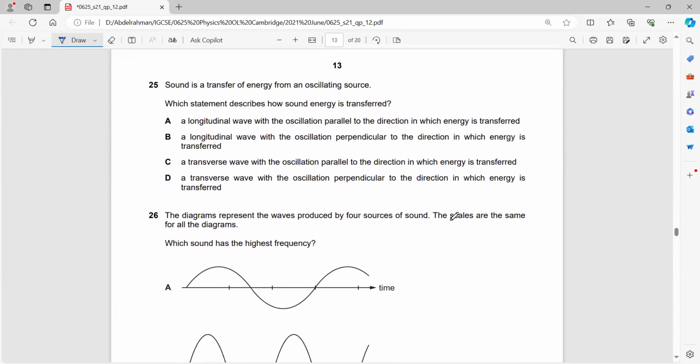Sound is a transfer of energy from an oscillating source. Which statement describes how sound energy is transferred? Sound is longitudinal, not transverse. Oscillation. Is it parallel or is it perpendicular? We know that it has to be parallel. Yes, longitudinal is parallel.